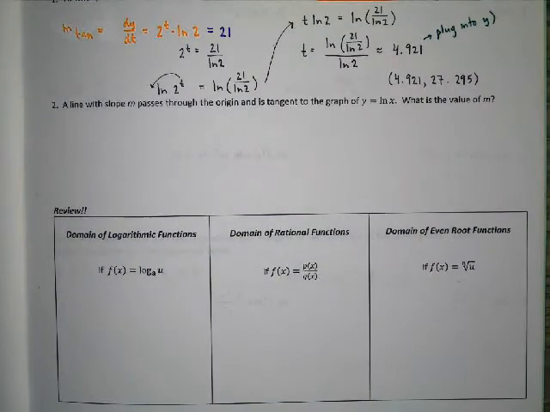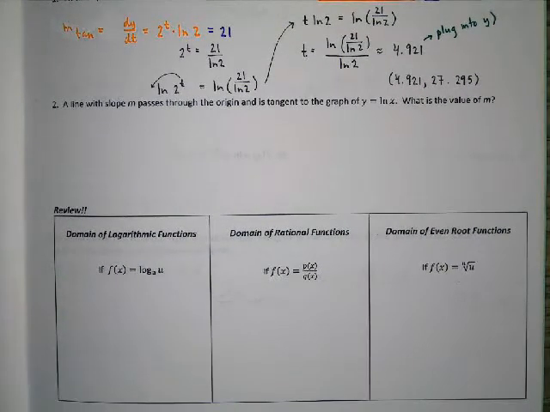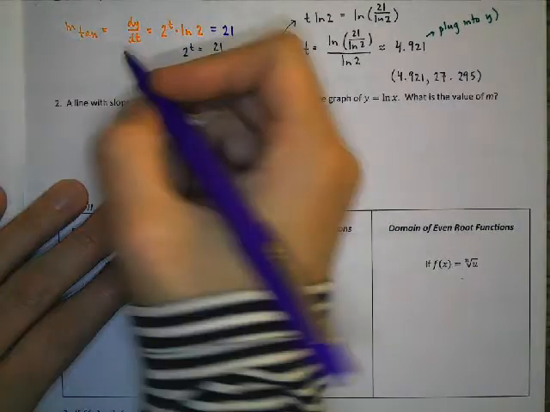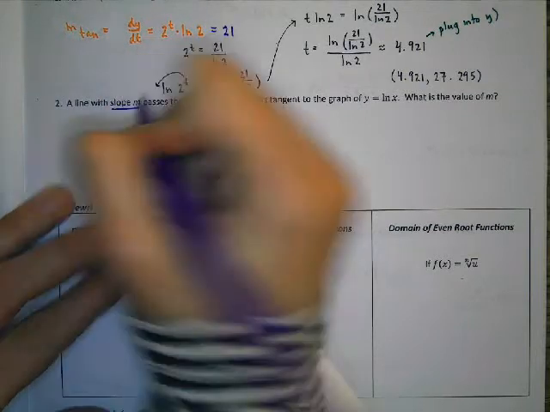Okay, so now for the next problem, here's what we have. So it says a line with slope m passes through the origin and is tangent to the graph of y equals the natural log of x. And so what we have to find is the value of m, or in other words, the value of that slope. So here's what I know. I know that the slope is m.